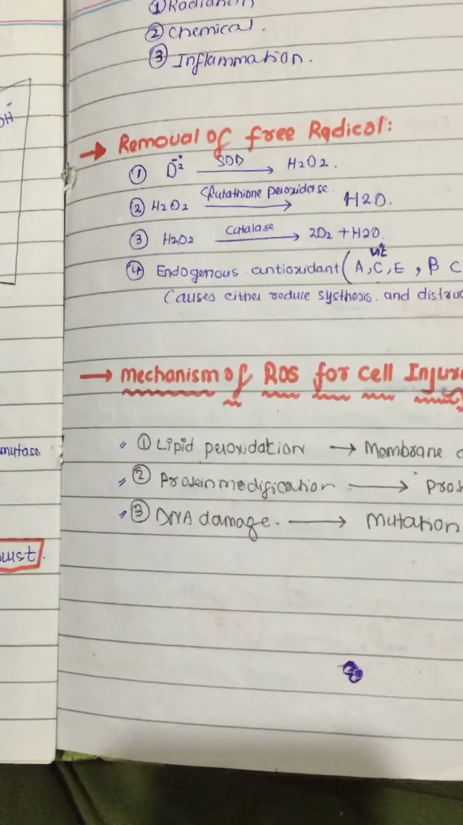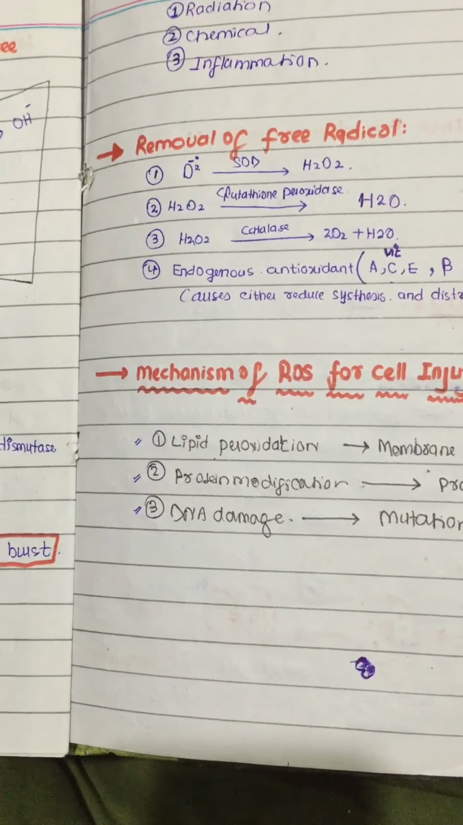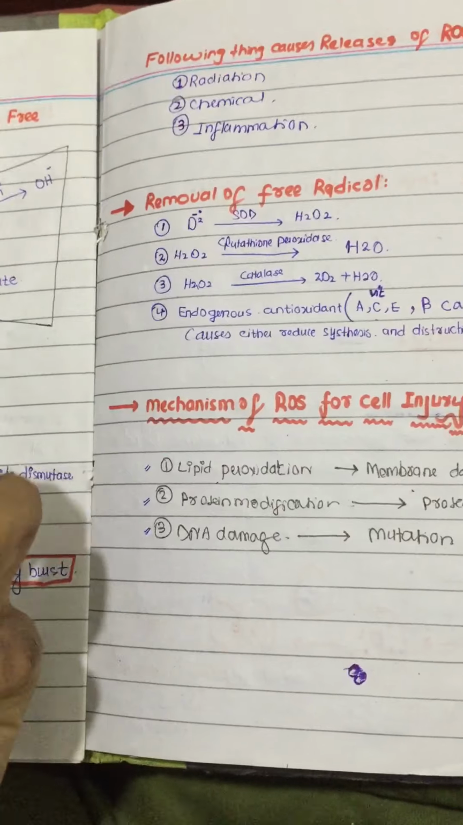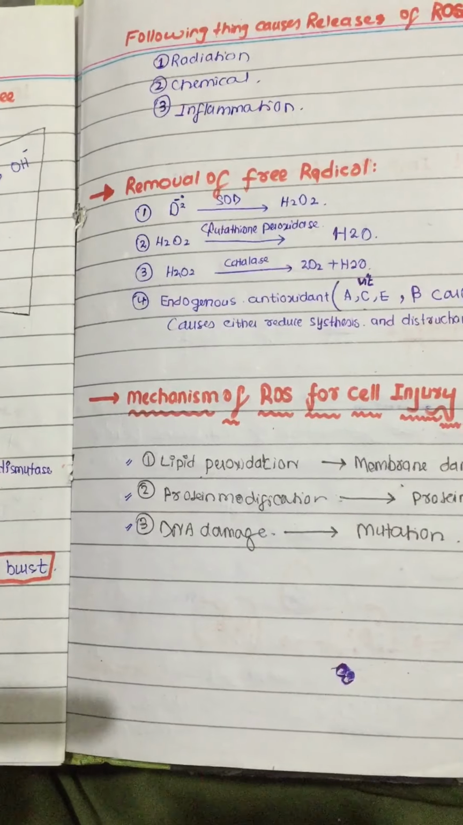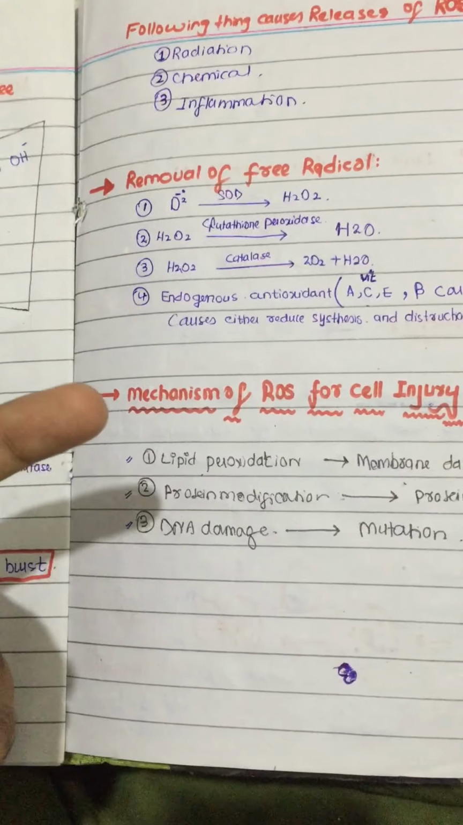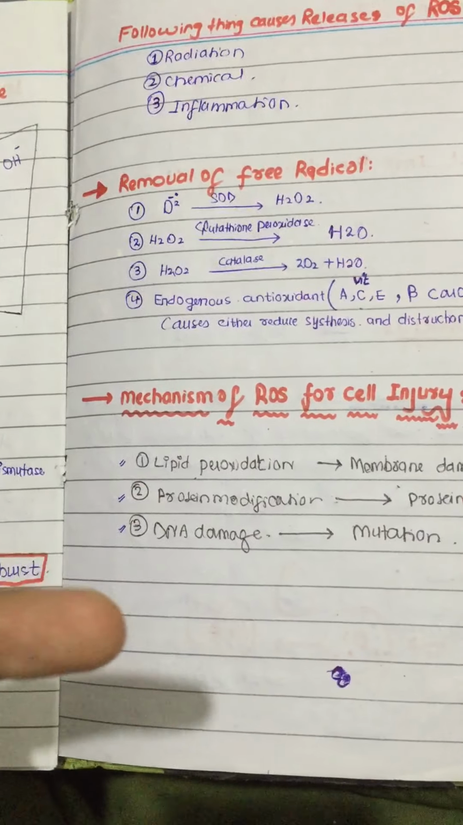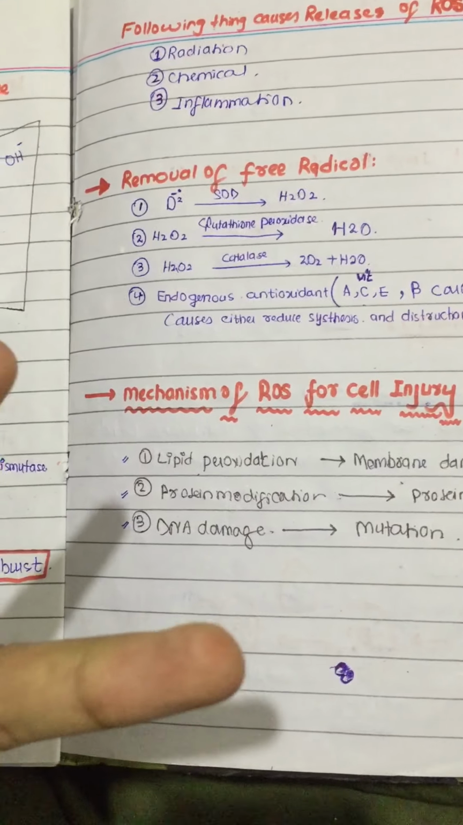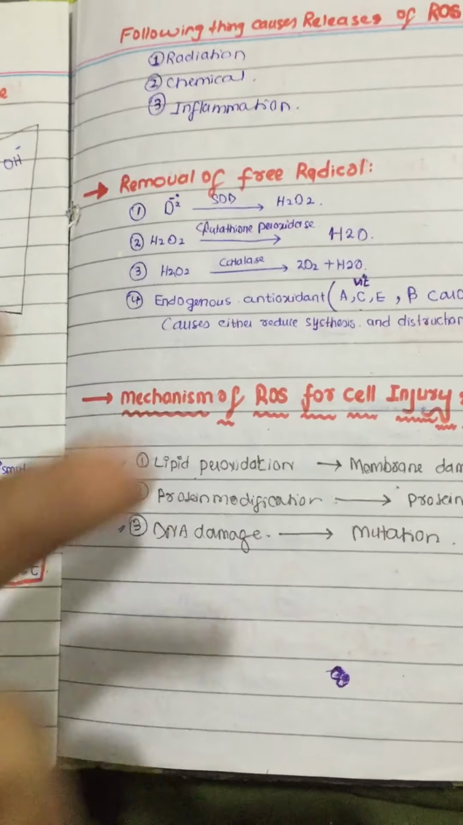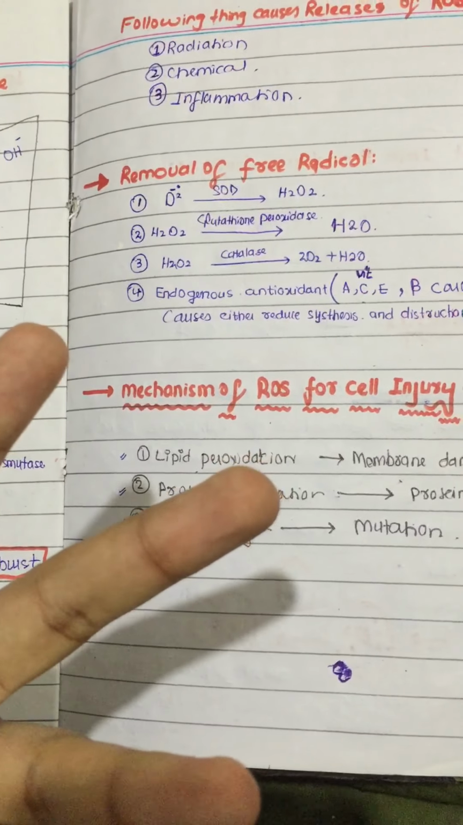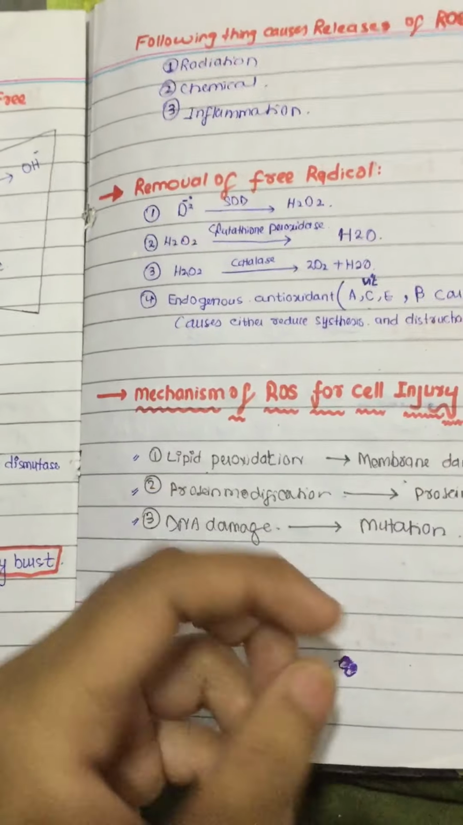Okay. Now if we talk about the mechanism, what the reactive oxygen species actually do, they're gonna do three things. They're gonna cause membrane damage by lipid peroxidation. So by lipid peroxidation, there's going to be membrane damage, and there's going to be protein modification. Because of that, there's going to be damaged protein, as well as DNA mutation, and because of that there's going to be DNA damage.